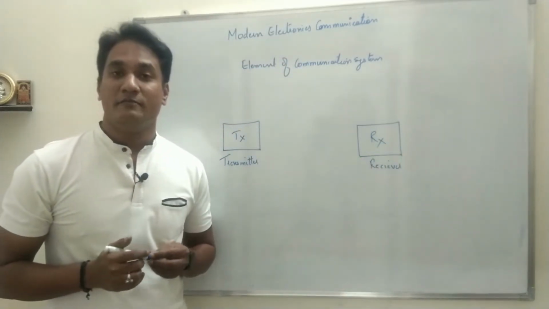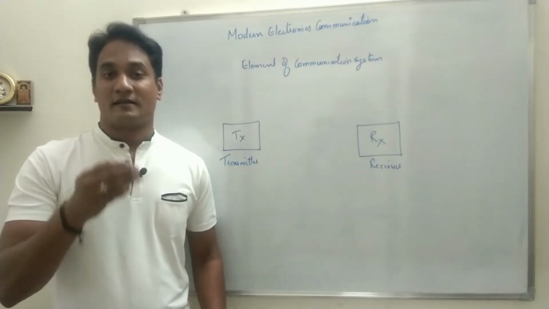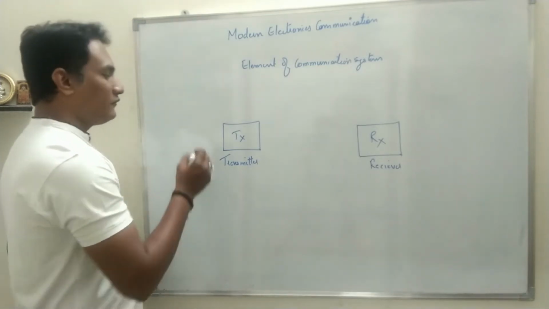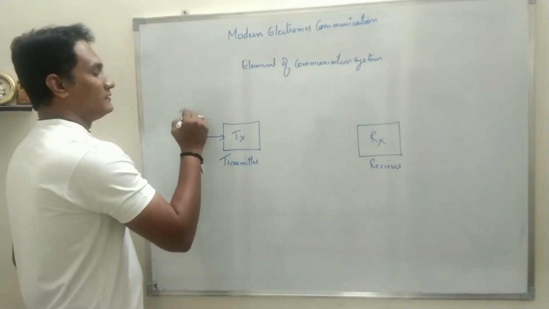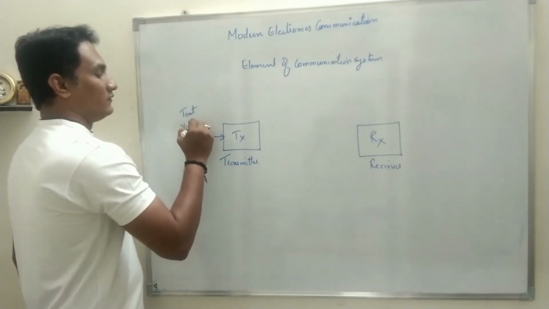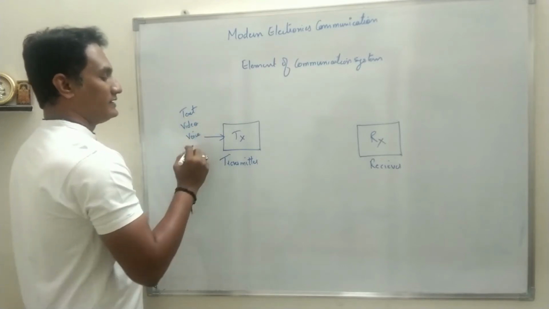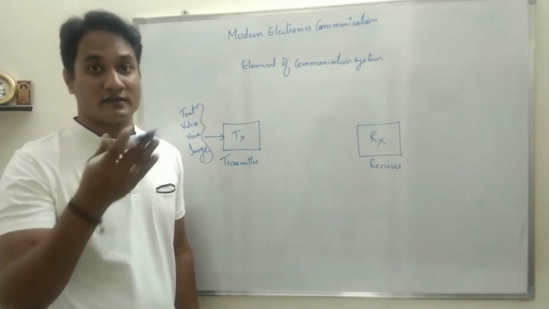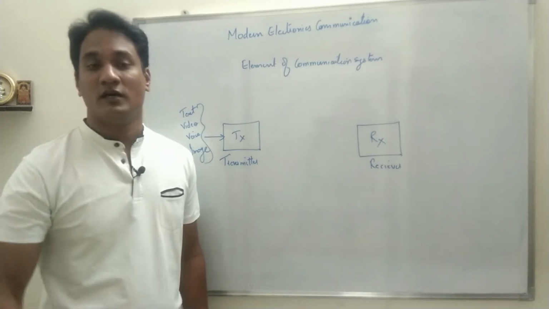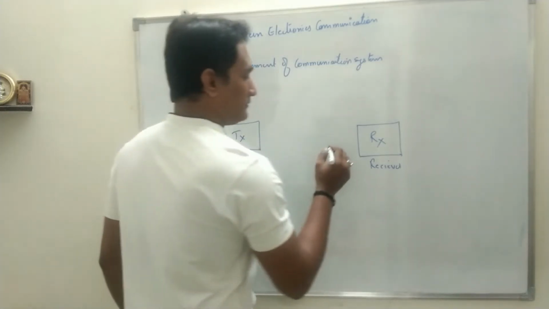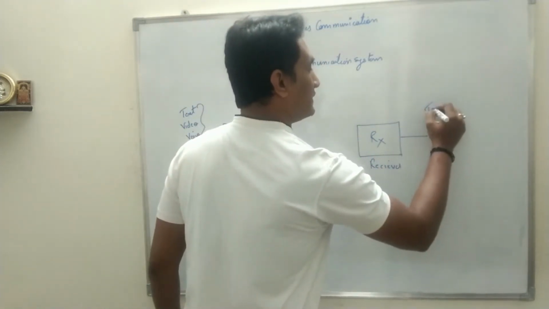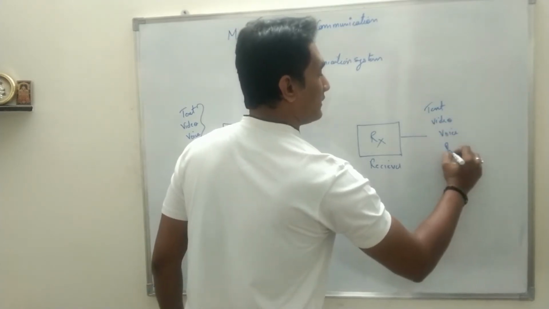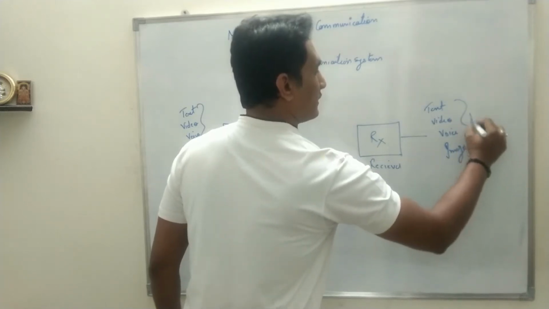Basically, what we mean by communication is transfer of information from one point to another. So what types of information are available? Information can be text, video, voice, or image. These are nothing but information. This information has to be transferred from one point to another, and of course it should be retrieved back in the same form: text, video, voice, or an image.